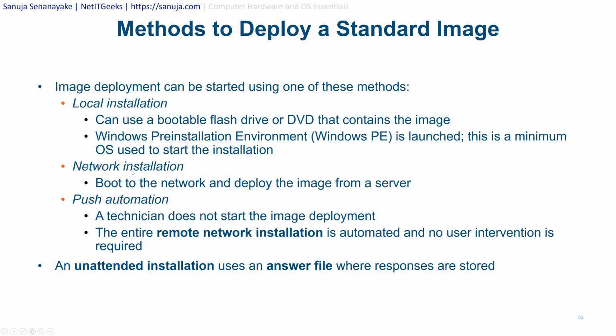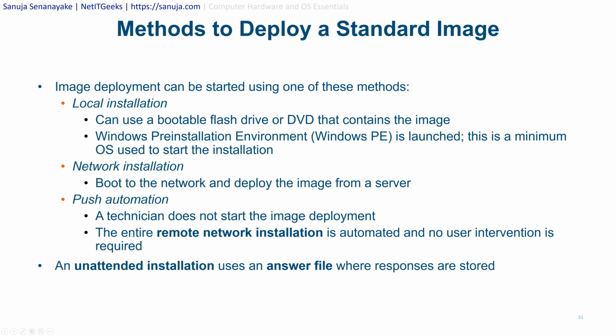Network installation and push installation are the two most common methods in a large enterprise environment. In the network installation, you boot to the network and deploy the image from the server. So it's a network-located image that is used to install the operating system.